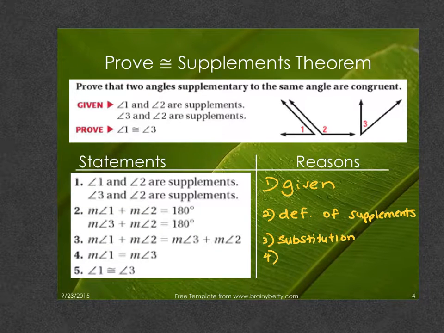4. The measure of angle 1 equals the measure of angle 3. Subtraction property of equality. And 5. We went from equals to congruence. Definition of congruence.